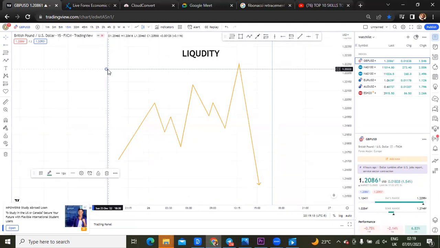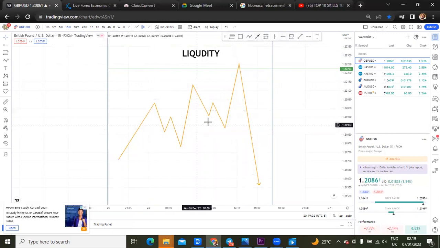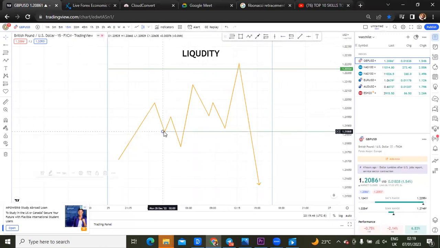Now let's assume this green level was liquidity on the higher time frame, and we are on the lower time frame. How do we see other liquidities we are looking at right now? Now watch. This low is known as liquidity. Why is it known as liquidity? Because imagine when people are trying to trade price action, they're going to draw a channel here. They're going to draw a channel here.